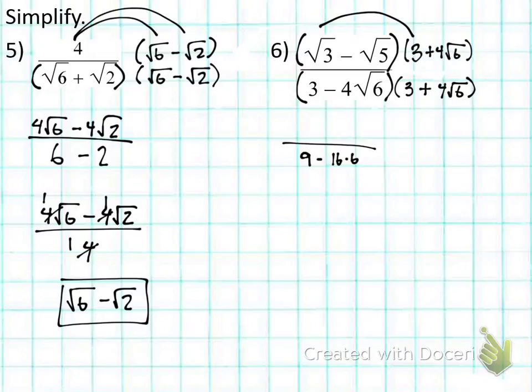Numerator. Okay. FOIL. Rad 3 times 3 is 3 rad 3. Then we got rad 3 times 4 rad 6 is 4 rad 18. Then we do it again over here. Negative rad 5 times 3 is negative 3 rad 5. Then we got negative rad 5 times 4 rad 6 is negative 4 rad 30.